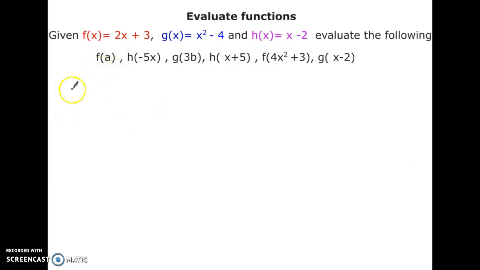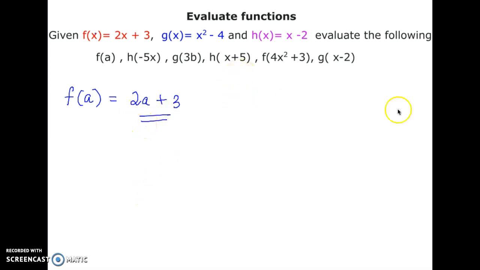The first problem here is f of a. It just means that I have to look at the f rule, which is the first rule over here, and instead of x, I plug in the variable a. It does not always have to be numbers. Sometimes we substitute variables with other variables or other letters. So I'll have 2 times a plus 3 as my answer. I cannot combine them because they are not like terms. So this is my answer for the first one.